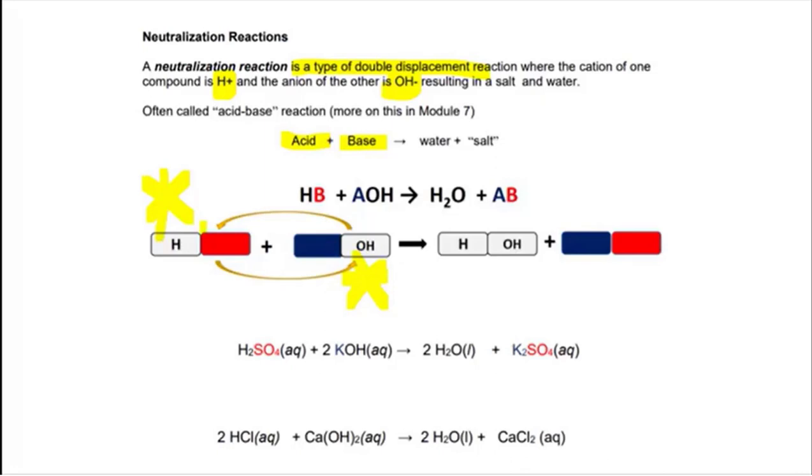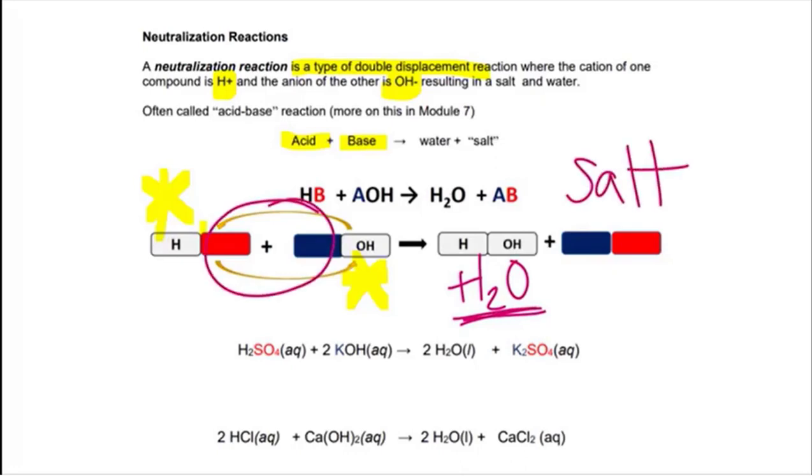Therefore, when H ditches its anion and the OH ditches its cation, HOH makes H2O. So water is a product. And then this compound is a salt. So that's just a real specific type of double displacement reaction or double replacement reaction. Same thing. So again, here's just being able to pick it out.